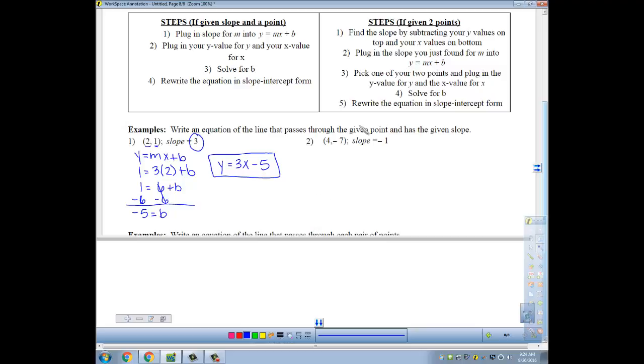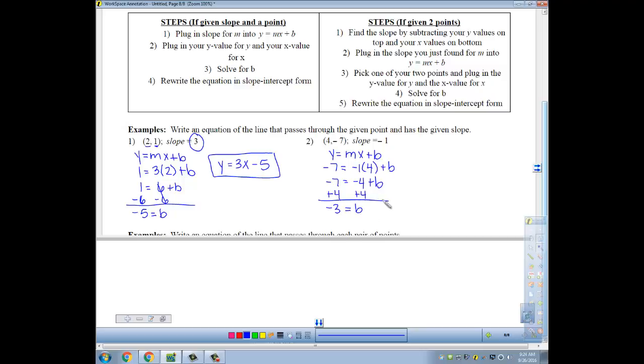So number 2, same sort of thing. We're starting off with y equals mx plus b. Plug in your numbers, so my y was negative 7, my slope was negative 1, my x is 4, don't know b. So I'm going to solve it to get negative 4 plus b. Add 4 to both sides to get negative 3 equals b.